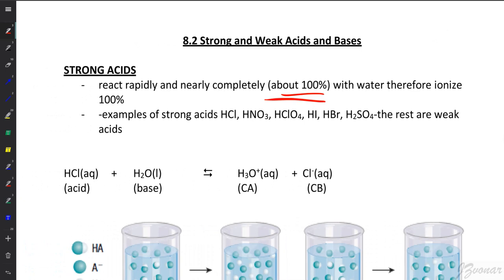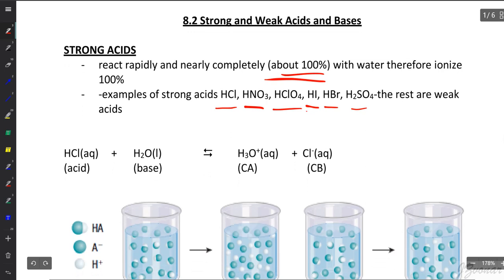Some good examples of strong acids are the following: hydrochloric acid, nitric acid, chloric acid, perchloric acid, hydroiodic acid, hydrobromic acid, and sulfuric acid. The rest of the acids are classified as weak. It's important to know the difference because we're going to solve these problems very differently, so knowing which ones are strong acids and which ones are weak is going to be beneficial to you.